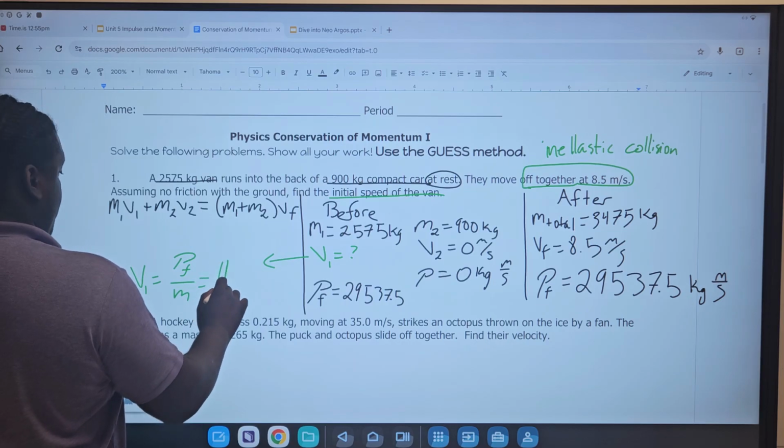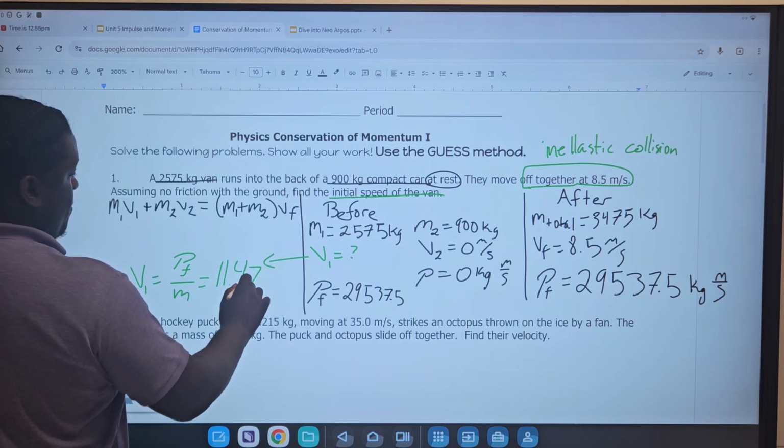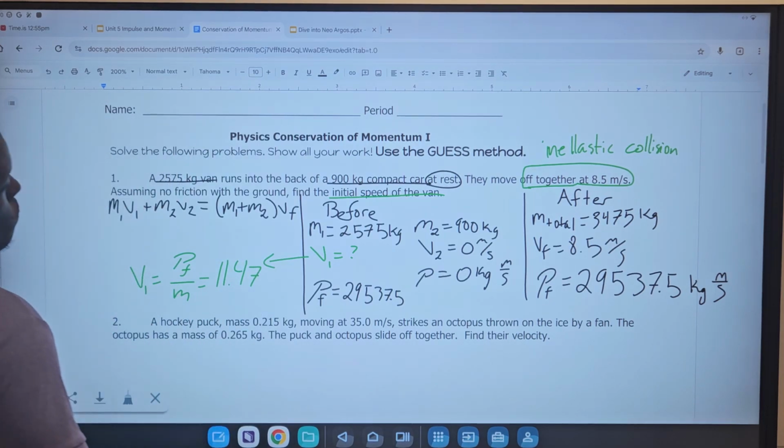You should get 11.47. Now, here's the thing, to be honest. This problem took about 7-8 minutes, which is just frankly too long.